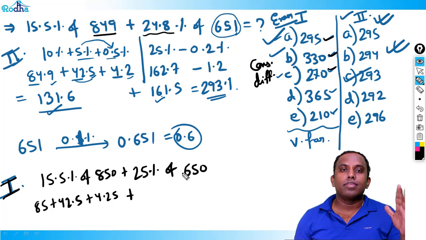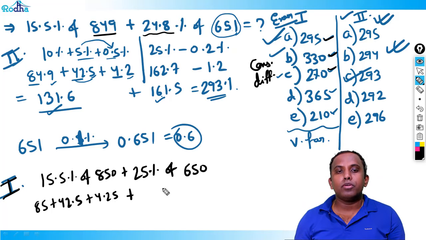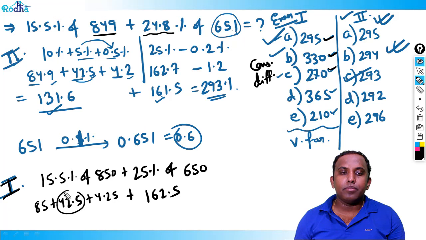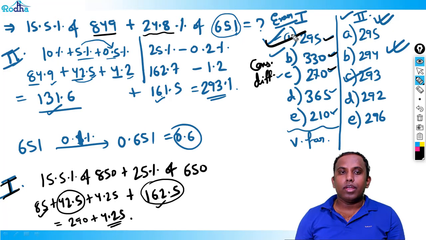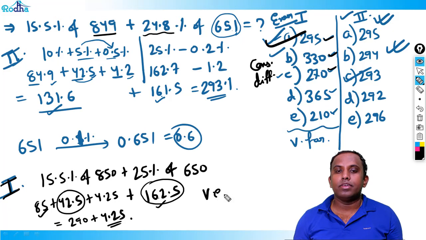Very easy. 650 1/4: 650 half is 325, 325 half is 162.5. Or you can break the number: 600 1/4 is 150, 50 1/4 is 12.5. 150 plus 12.5 is 162.5. So 42.5 plus 162.5 becomes 205. 205 plus 85 is 290. 290 plus 4.25, around 294. Which option to mark? 295. So it has become very easy.